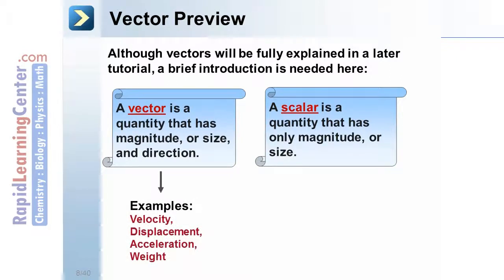Examples of vectors would be velocity, displacement, and acceleration. They all have a direction. While examples of scalars would be speed, distance, temperature, and mass. They have no direction.